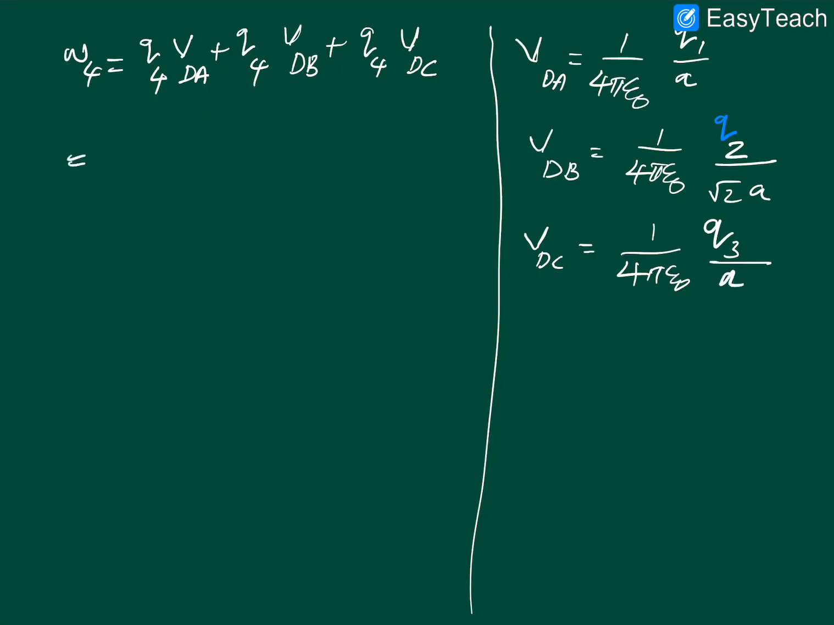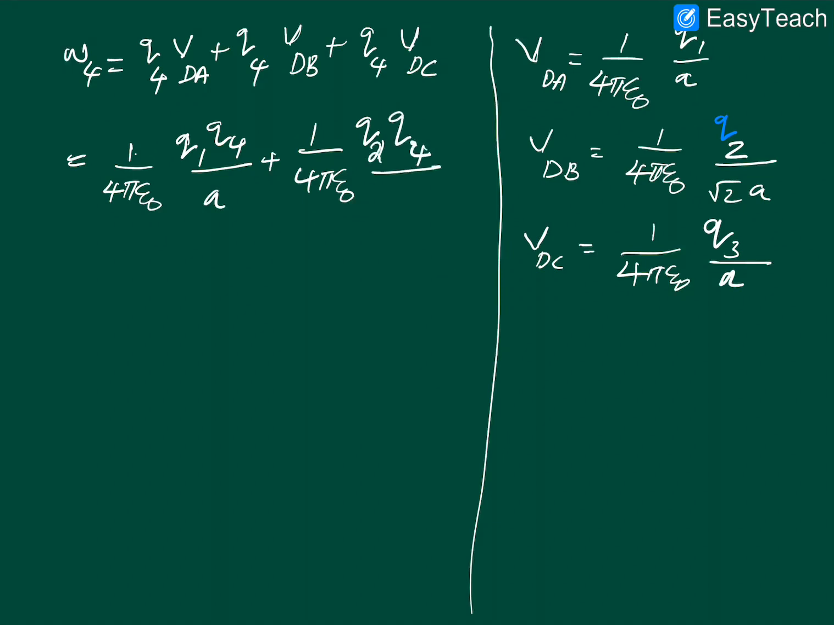Now what is the work done? W4 is 1 by 4 pi epsilon 0. First term is Q1 and there is a Q4. So Q1 Q4 by A plus 1 by 4 pi epsilon 0 Q2 Q4 by root 2a plus 1 by 4 pi epsilon 0 Q3 Q4 by A. So this is the work done.